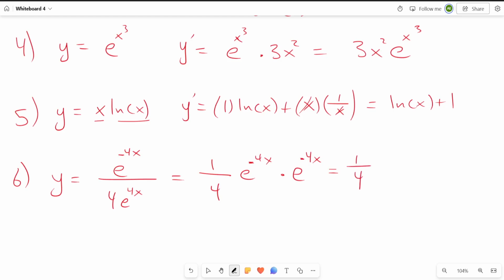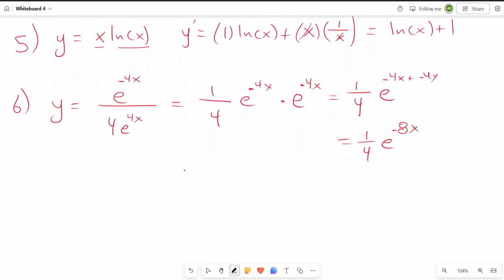So it's going to be 1 over 4. And I know that when I have the same base, I can basically add the power. So it's going to be equal to e power negative 4x plus negative 4x, which is equal to 1 over 4 e power negative 8x. All of that we're rewriting. We didn't start getting our differentiation.